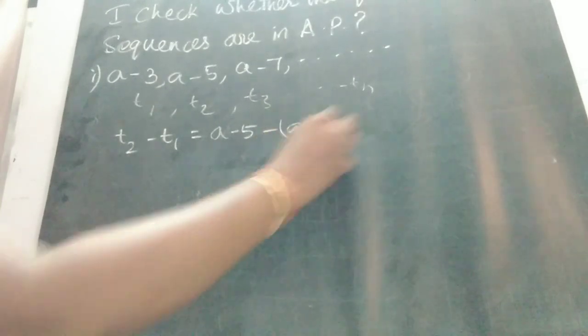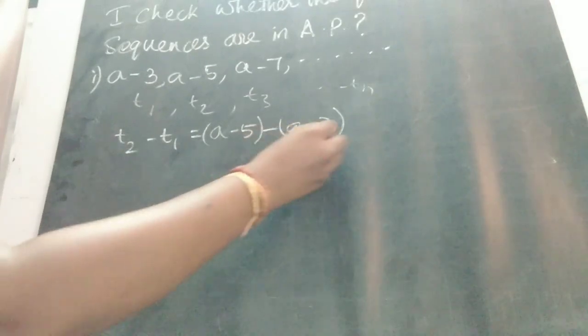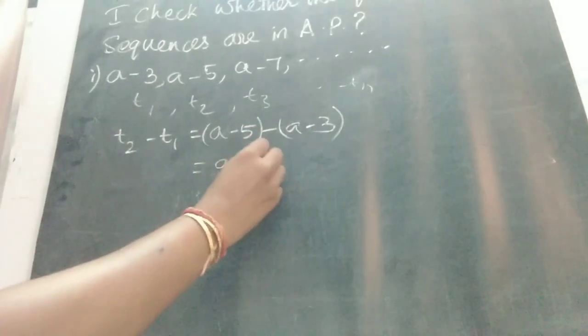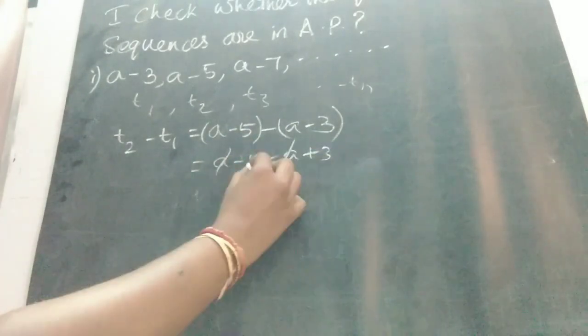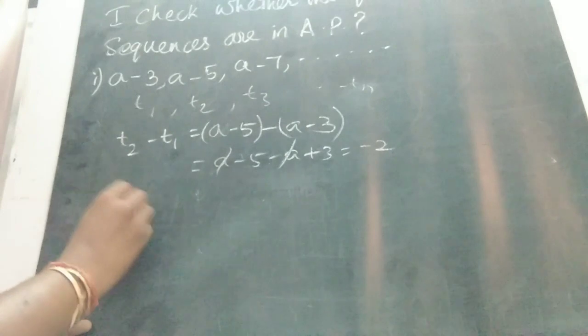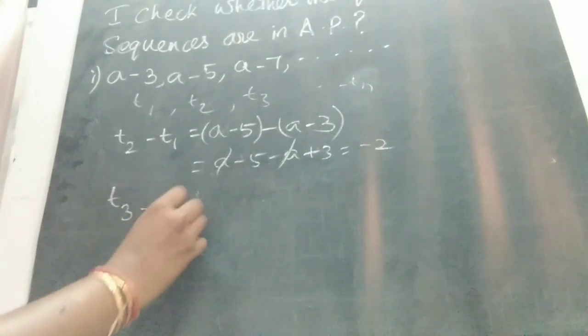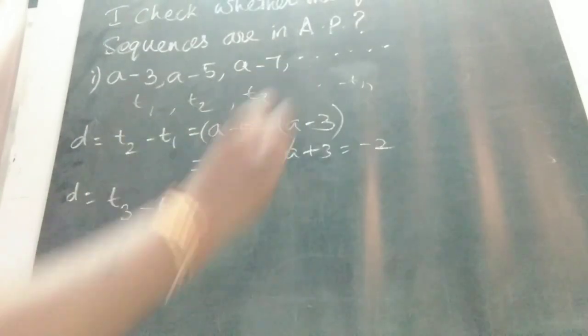Subtract A minus 3. So here A minus 5 subtract A minus 3. That means A minus 5 minus A plus 3. Minus A plus A cancels. Minus 5 plus 3 is minus 2. Now the next term, you take again T3 minus T2. The common difference should be the same throughout the sequence.